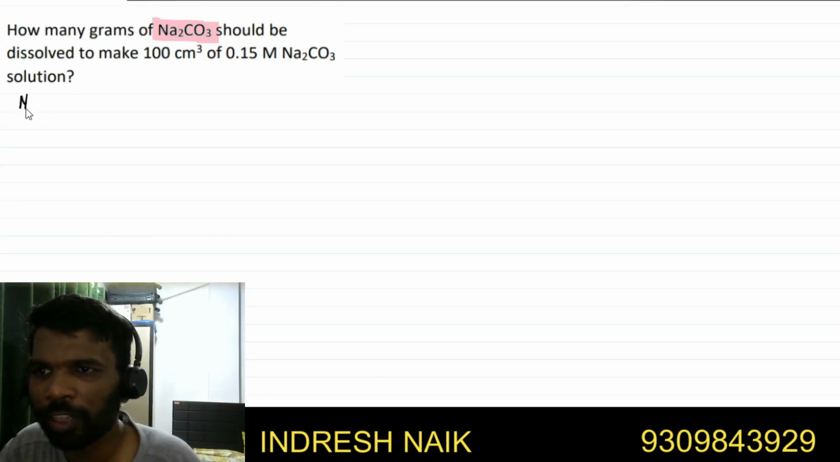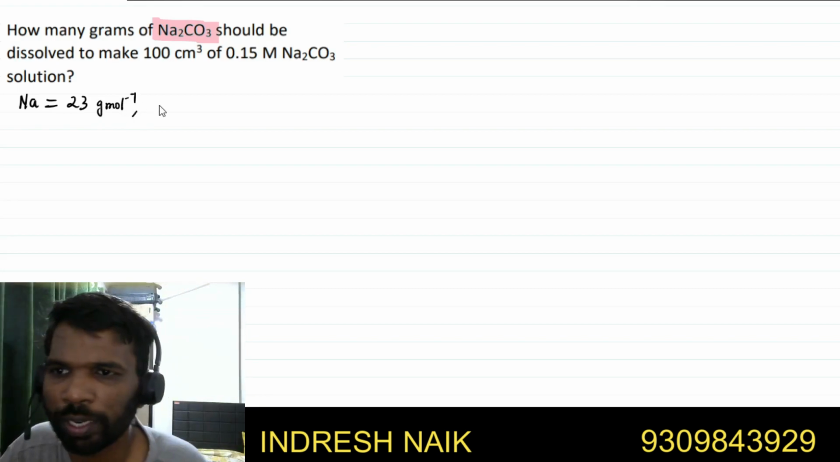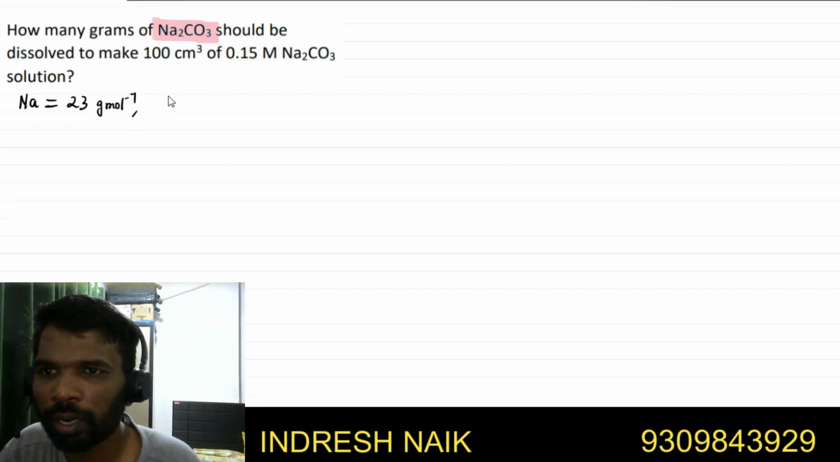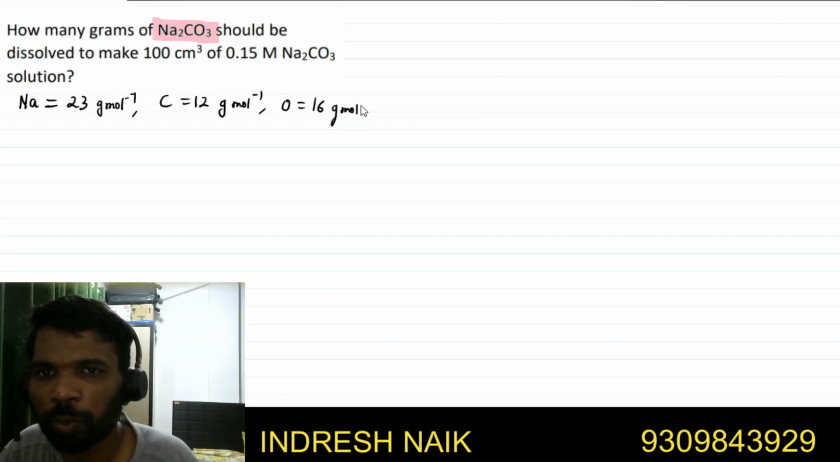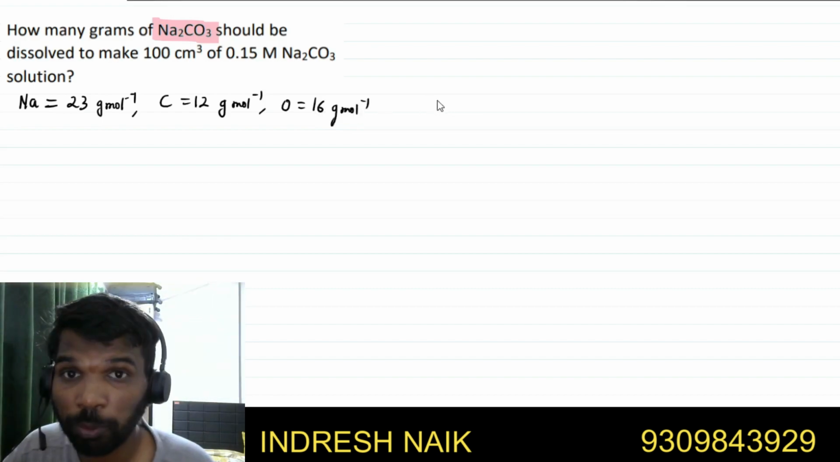Here we'll write Na. This should be given to you. This is 23, the atomic mass, I'll just write the value, that is grams per mole. Sometimes it will be given in AMU, it is one and the same, 23 only. Then carbon is 12 grams per mole, and one oxygen is 16 grams per mole, right? How many grams of Na2CO3?